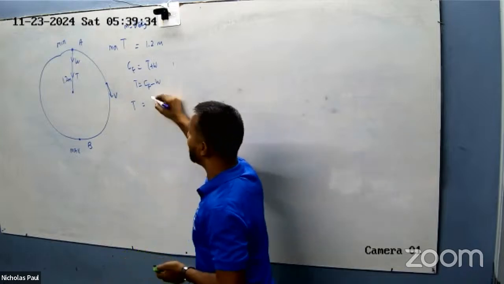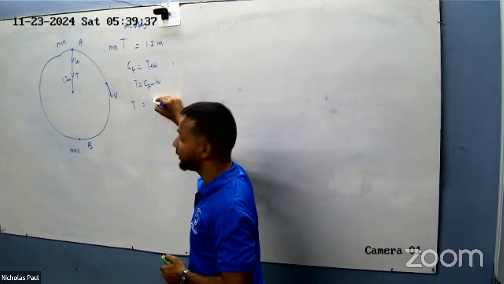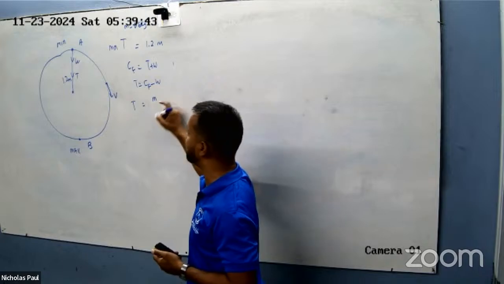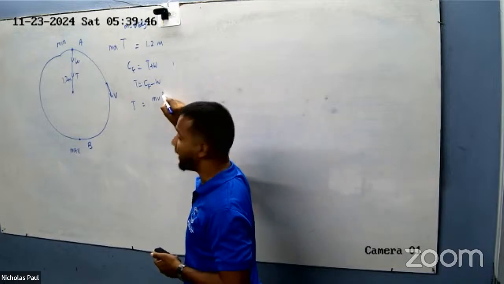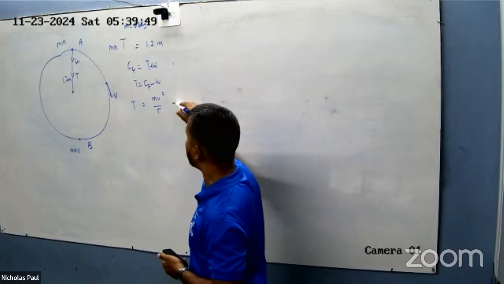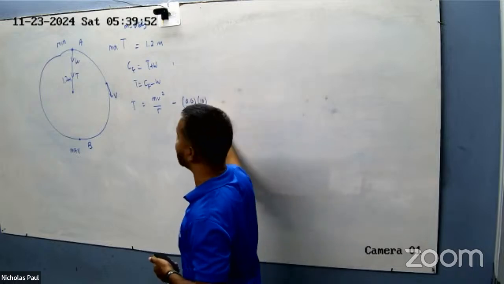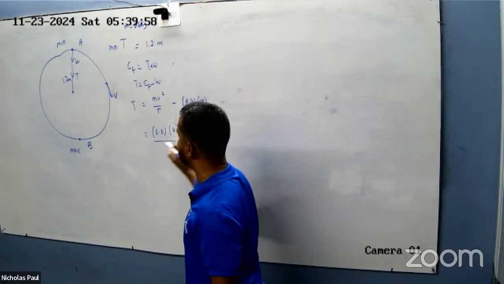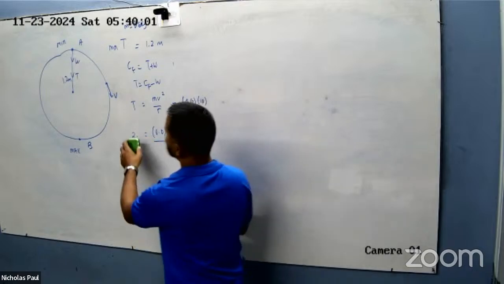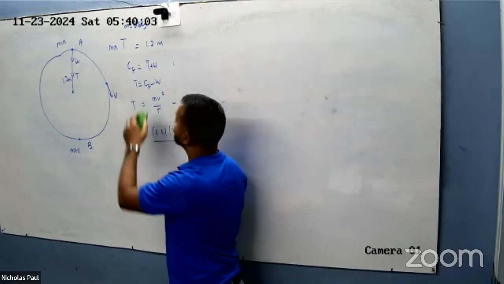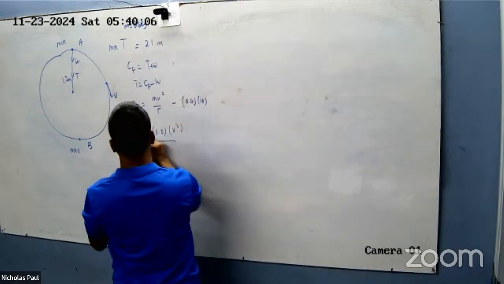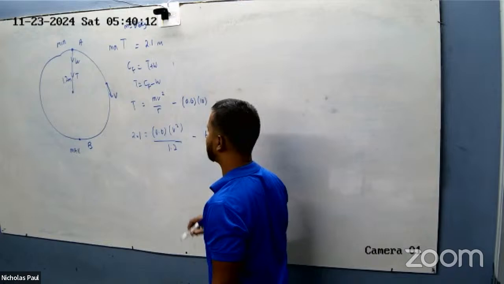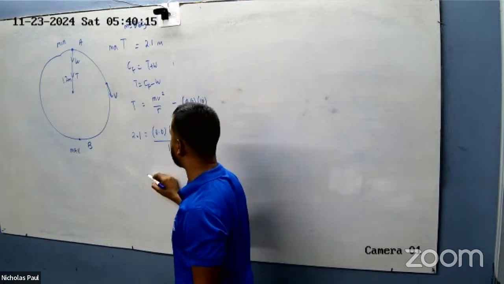So tension is what? Centripetal force minus weight, right? But because you want to find velocity, which formula are you using? mv squared on r, right? And we know that weight is 0.6 by 10. Plug in everything and solve for v. Minimum tension is 2.1, and r is 1.2.